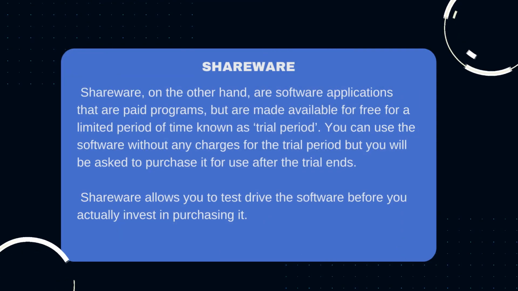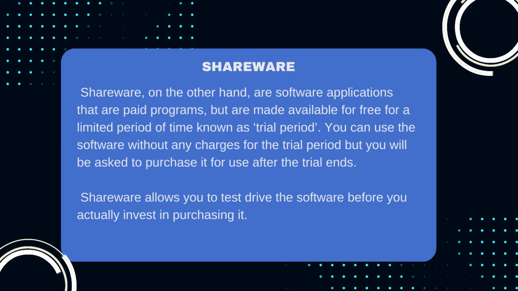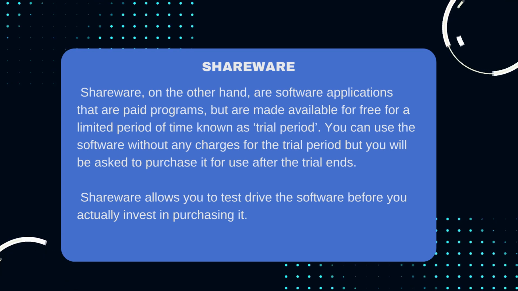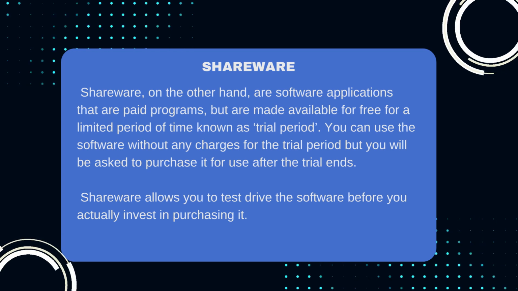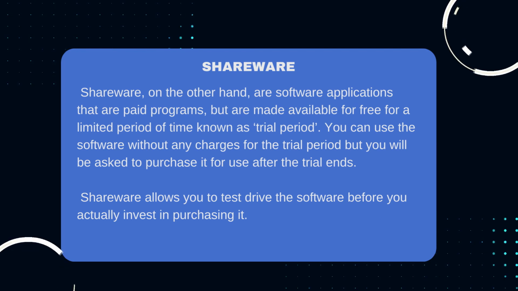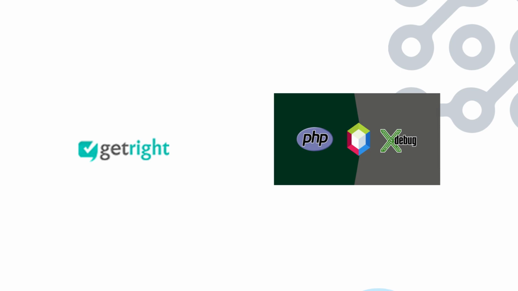Another classification is shareware. They are software applications that are paid programs but are made available for free for a limited period of time known as a trial period. You can use the software without any charges for the trial period, but you will be asked to purchase it for use after the trial ends. Shareware allows you to test drive the software before you actually invest in purchasing it. Examples: Adobe Acrobat, WinZip, GetRight, and PHP Debugger.